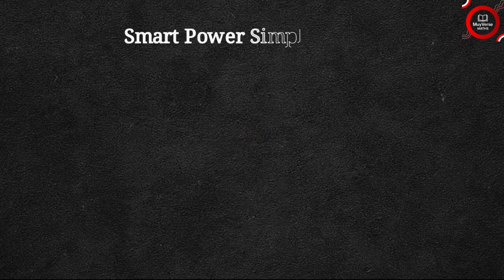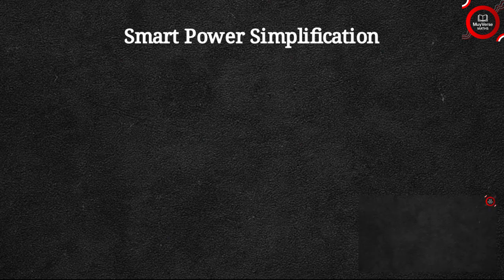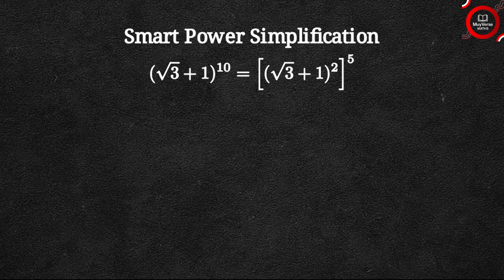Let's solve the expression (√3 + 1)^10 without fully expanding it. We'll use a smart step-by-step approach. Step 1. Rewrite the power as a square raised to the 5th power. Since 10 equals 2 times 5, we can write the expression as ((√3 + 1)^2)^5.